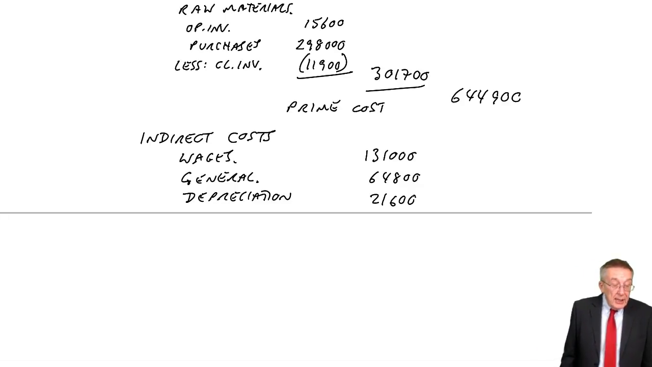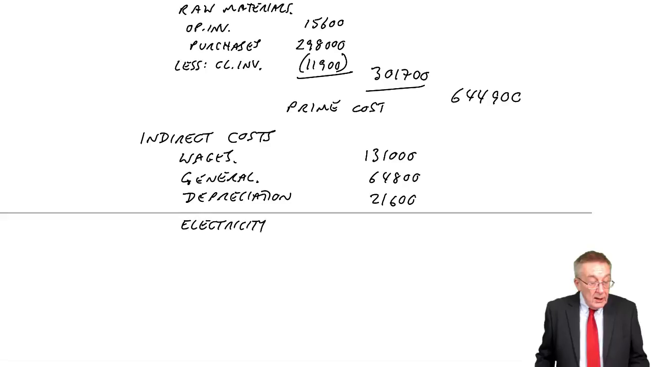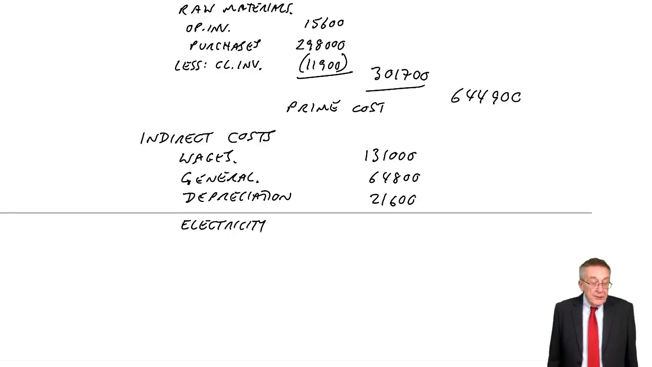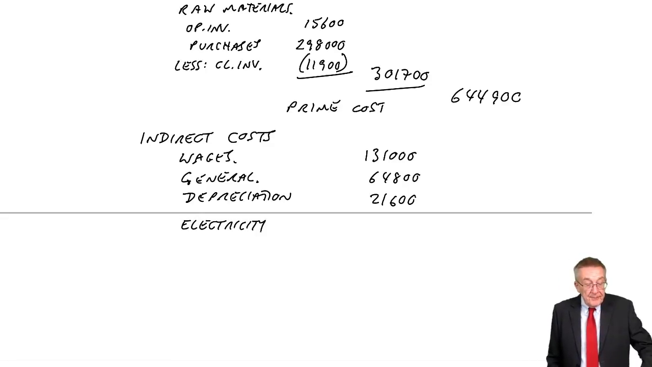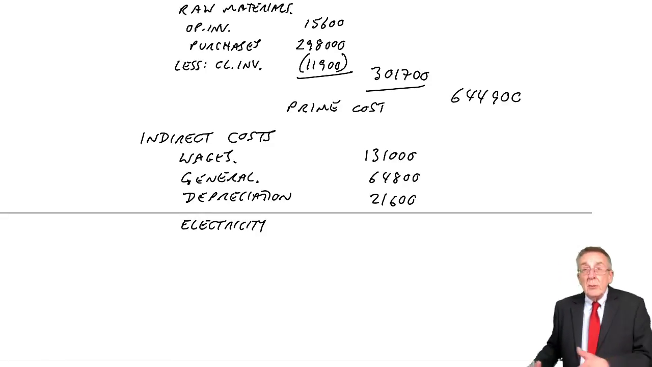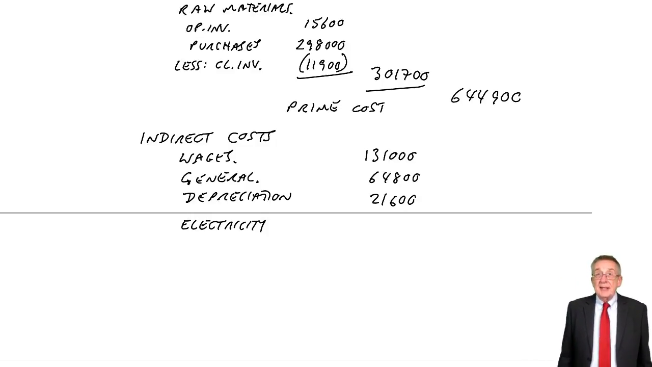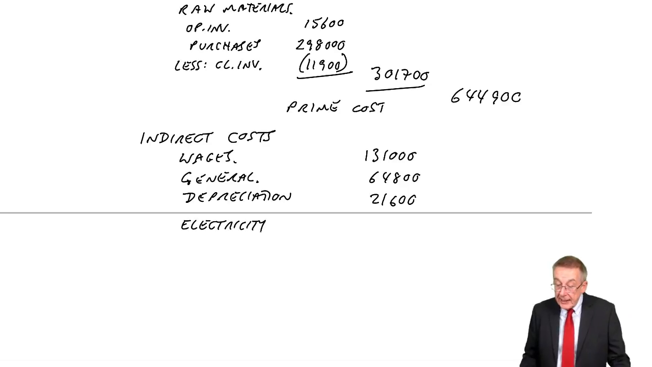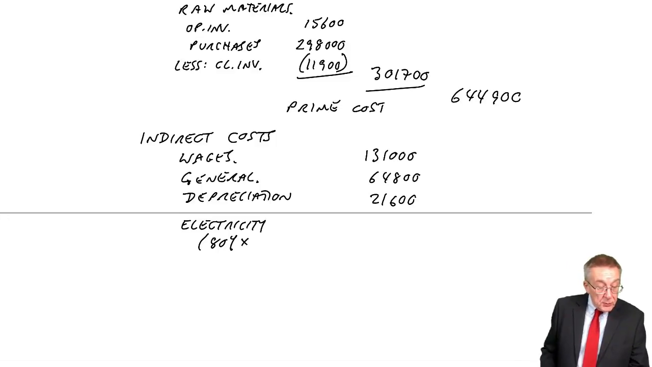Now, I jumped over a few. First of all, electricity. The reason I jumped over it is 31,200, but I remember note 2 said that we had to split electricity. 80% was a cost in the factory, 20% was electricity for the offices. Well, electricity for the offices is an admin expense for the statement of profit or loss. Here, I'm trying to work out the cost in the factory. So the cost in the factory is 80% of how much was it?